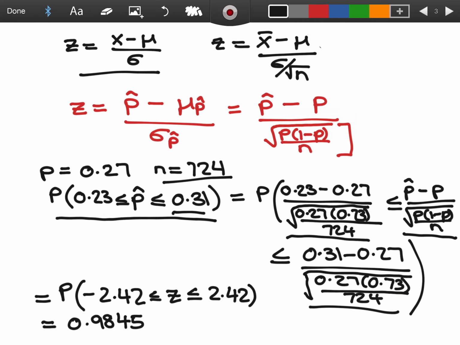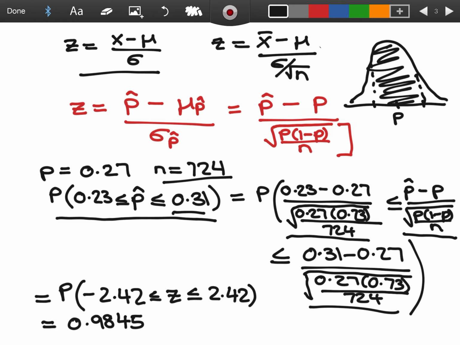0.9845. Okay. If instead it said, what is the probability that our sample proportion would differ from the population proportion by more than 4%, or by more than 0.04, let's draw a quick normal distribution. If this is your population proportion, we've gone 4% either side. That's actually a really, really large gap there that I've drawn. But anyway, we are looking at the probability that you fall within 4% of that population proportion. So we have found that middle area.